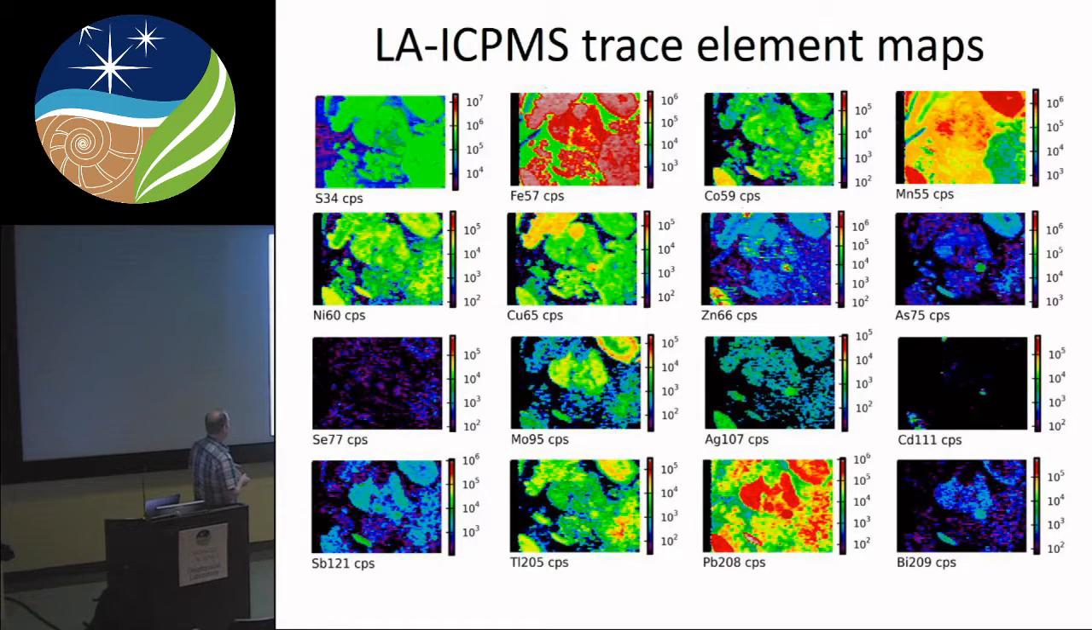So around the rim of this little pyrite nodule, this would be about 50 microns from here to here. Yeah, sorry about that.